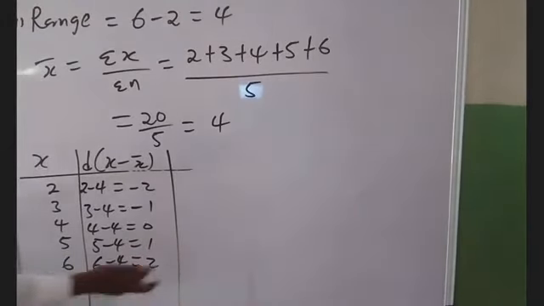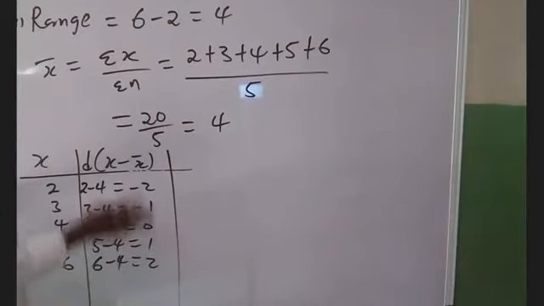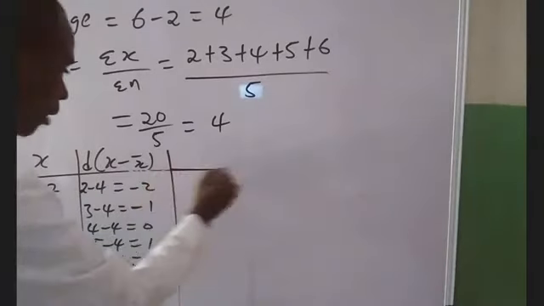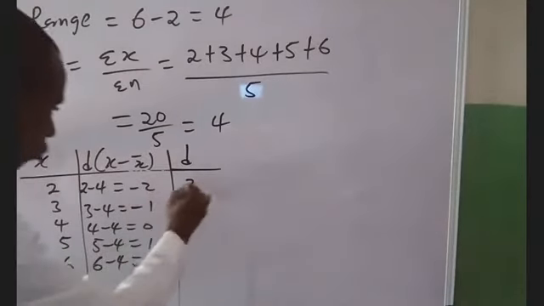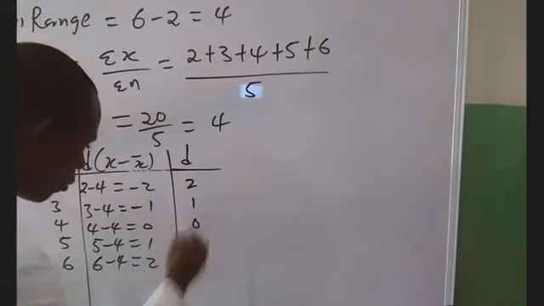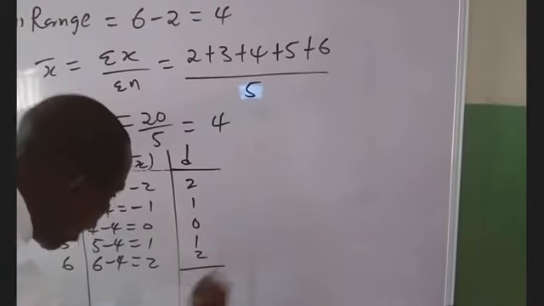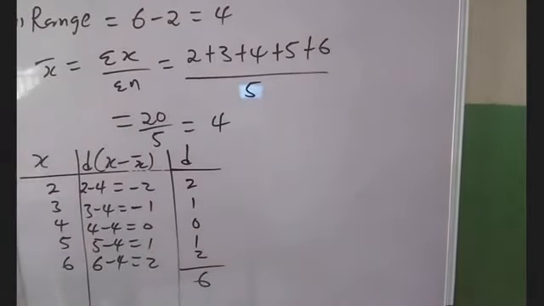Now, if you add everything here together, it's going to give you 0. This is 3 minus 3, to give you 0. So take note, the sum of the deviation of any set of numbers is 0. Now we neglect the negative sign. So we have our d equal to 2, 1, 0, 1, 2. And if you add the deviations together, it's going to give you 6.